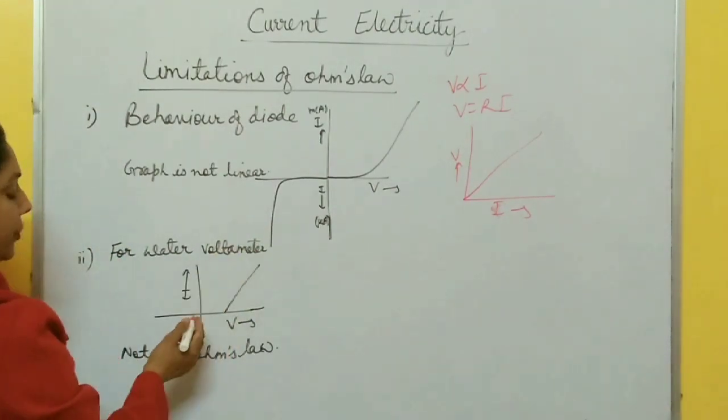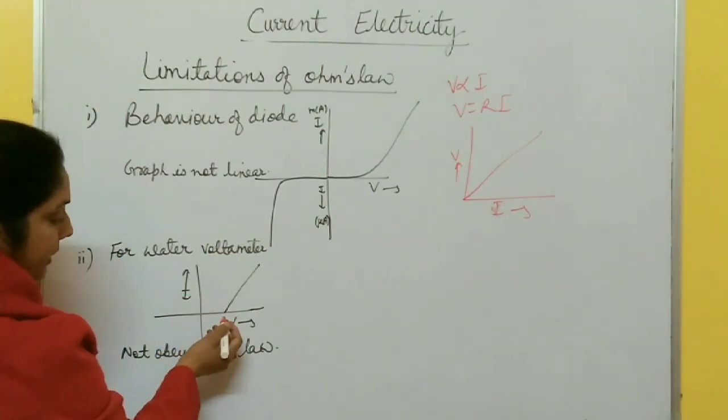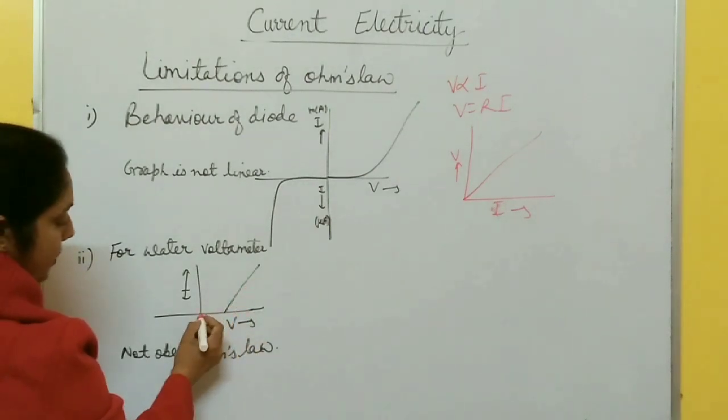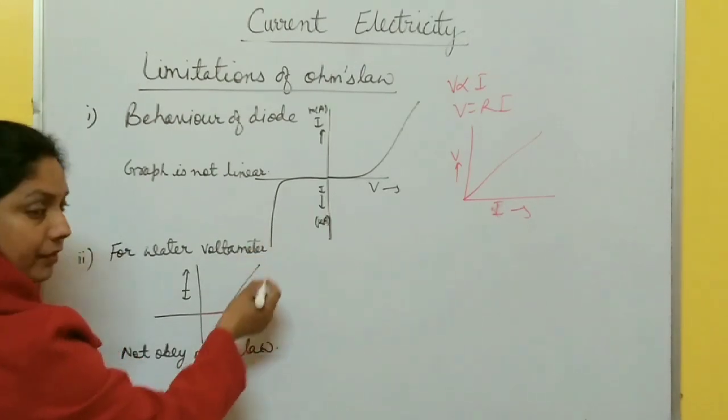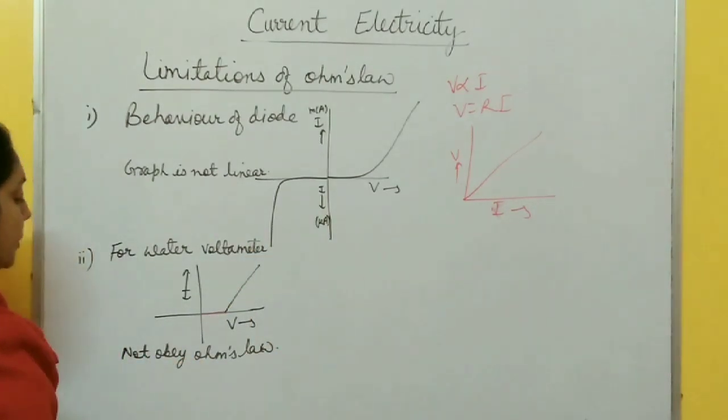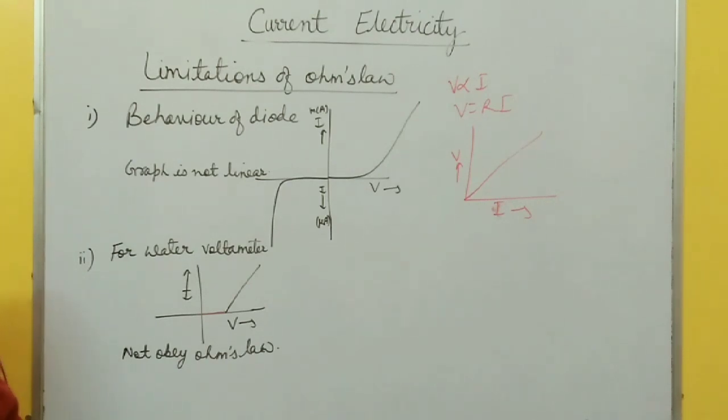Again, for a voltmeter also, the VI characteristic is like this one. It is constant for some voltage, current is constant, after that it increases. So it also does not obey Ohm's law because the graph is not a straight line passing through the origin. So these are certain limitations of Ohm's law.